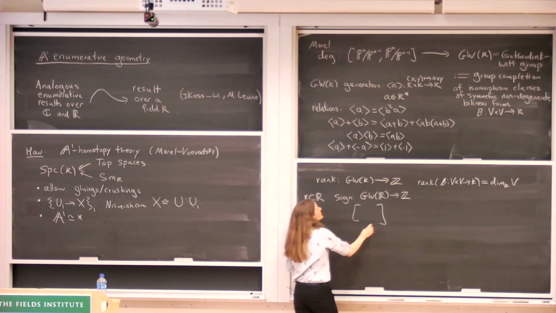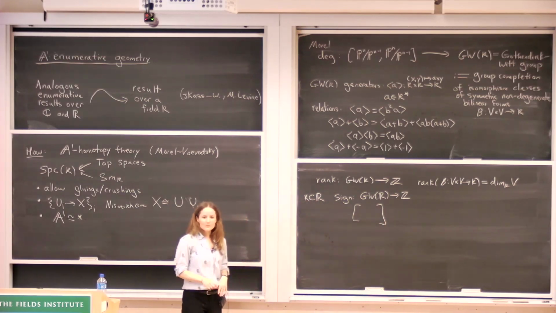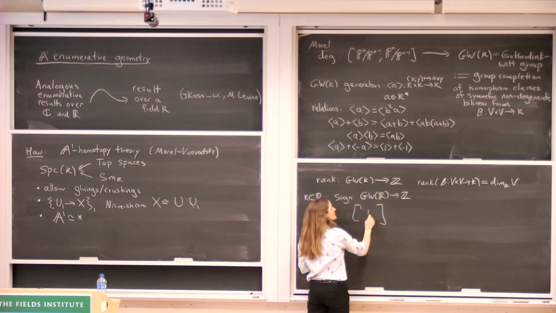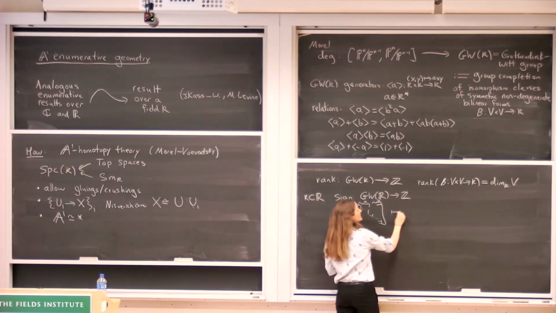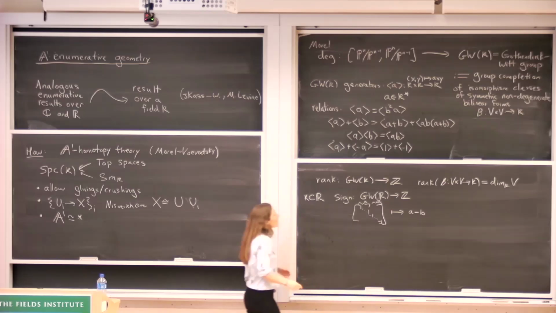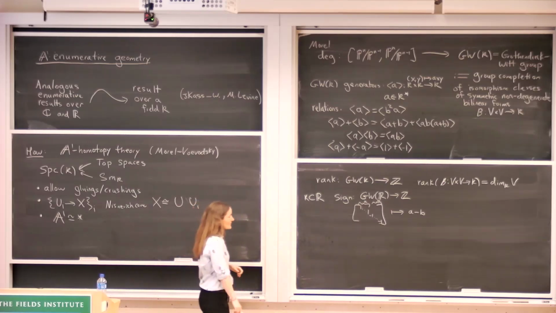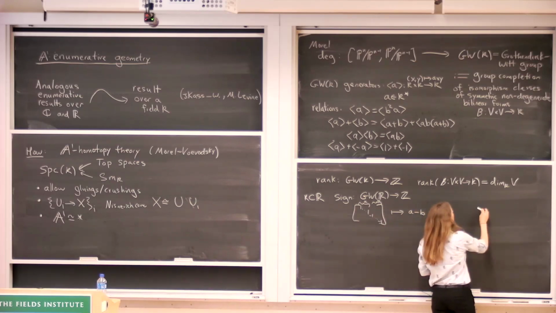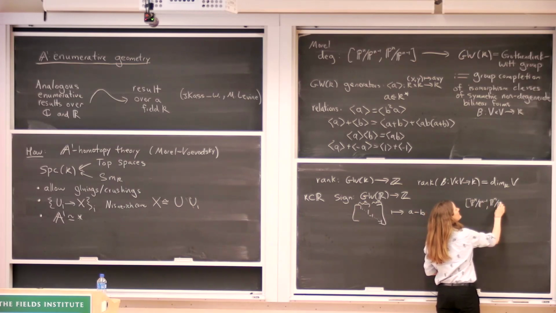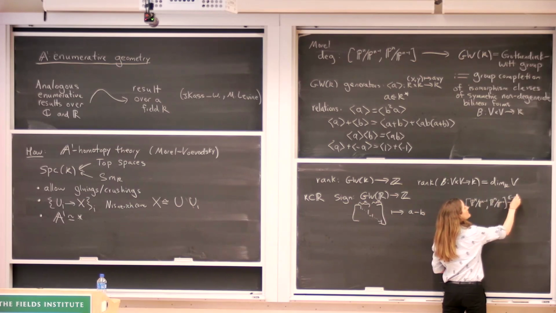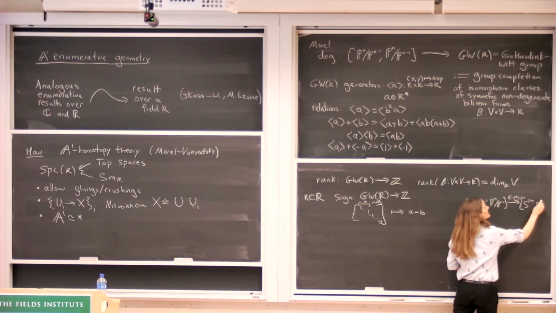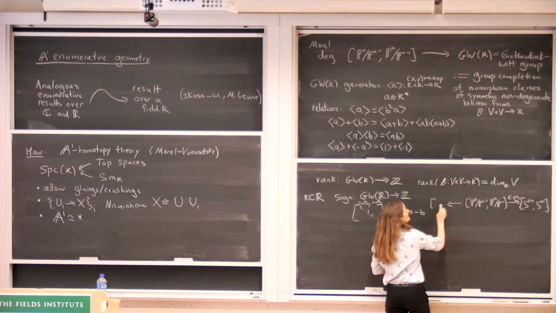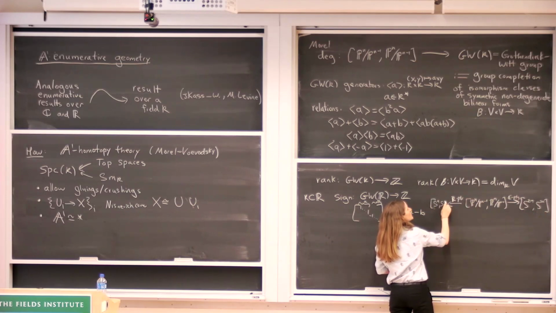So over the real numbers, since the only square classes are plus one and minus one, we can make our bilinear form have some number of plus ones and some number of minus ones when we take a matrix. And this goes to a minus b. And our degree has the agreeable property that if you take C points, then you get this S2n, which is the top cell. And if you take R points, you get Sn, which is the top cell.